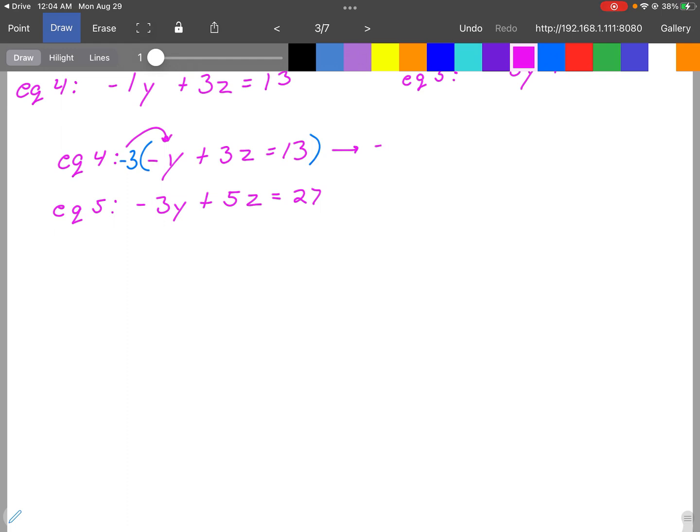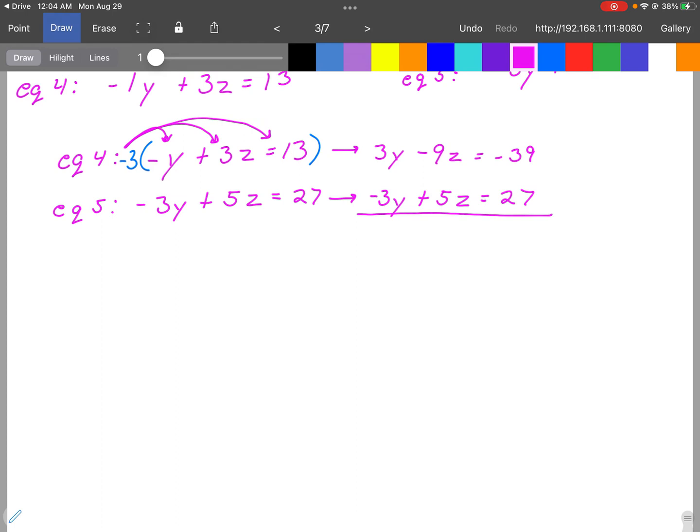So negative 3 times negative y, that's positive 3y. Negative 3 times positive 3 is a negative 9z. And then negative 3 times our positive 13 equals negative 39. Now, I don't need to modify the bottom equation at all because I've got my positive 3y that I just created, and I already have a negative 3y here, so those are going to cancel just the way they are. So I'm going to go ahead and bring equation 5 over and change nothing.